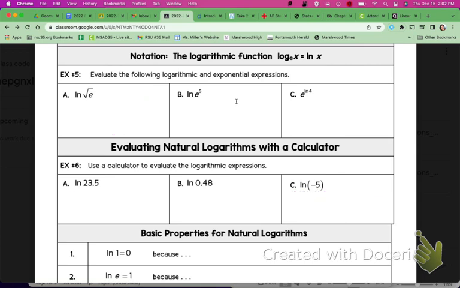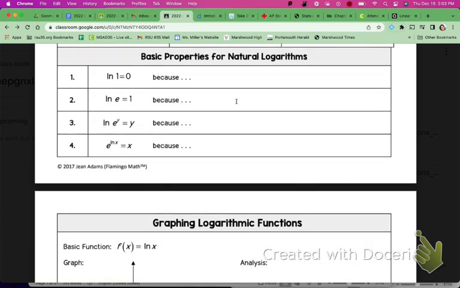So let's quickly get our basic properties. Natural log of 1 is 0 because anything to the 0 power is 1. Natural log of e is 1 because e to the 1 is equal to e to the 1. Natural log of e to the y is equal to y because e to the y is equal to e to the y. So it would have to end up getting you to the y.